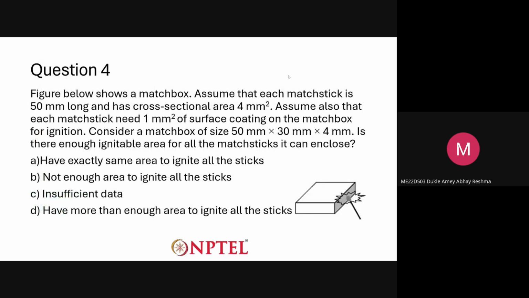Okay, so we'll move to the next question. This is a basic question, which is a logic-based question. It has nothing to do with the course per se. It is a very logic-based question.